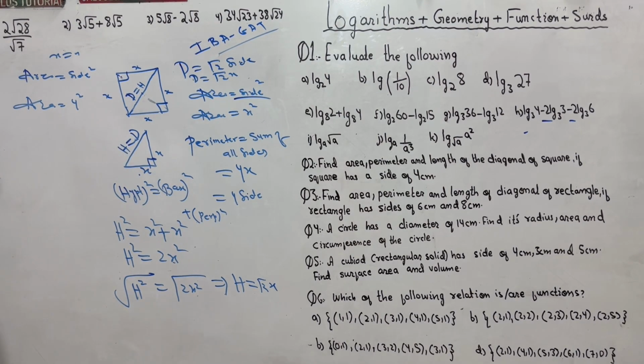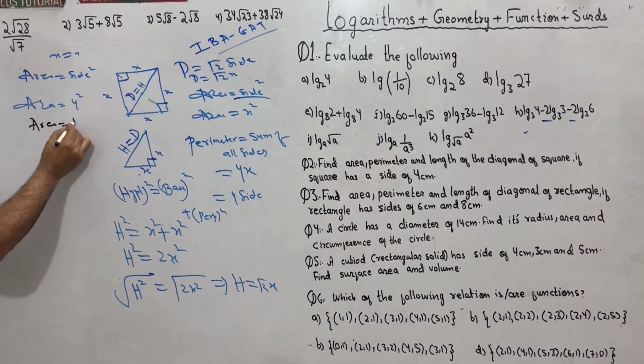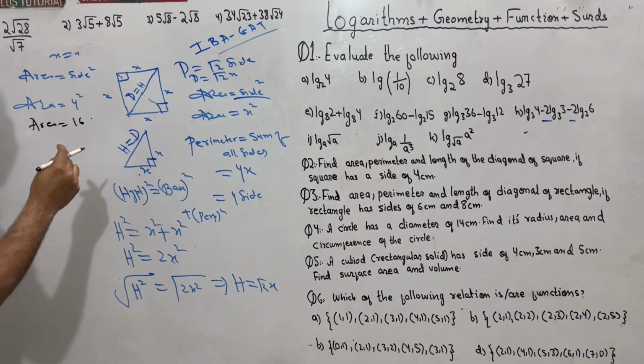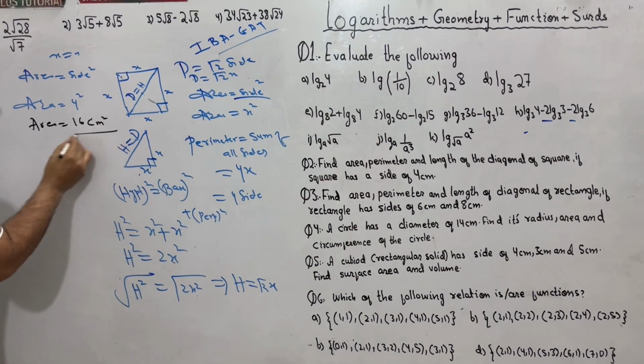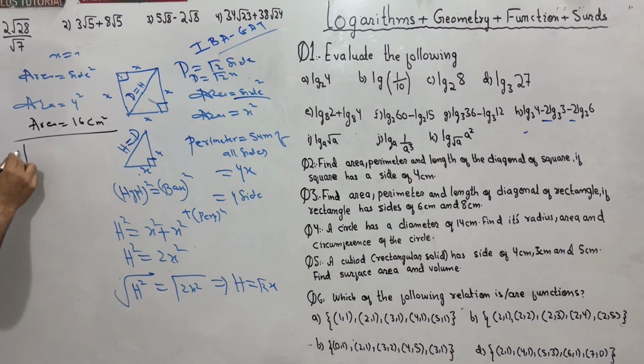Fill this one as well. So area of square is 16 square units. The units are mentioned in centimeters, so it will become centimeter square. This is our area. What about perimeter?